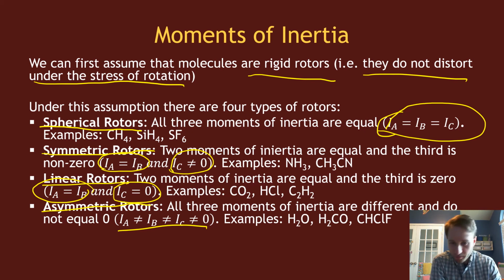There are a number of examples on the slide detailing those types of rotors. It has to do with the symmetry of the molecules. Spherical rotors are spherically symmetric. CH4, SiH4, SF6, these are all spherically symmetric molecules. Symmetric rotors have sometimes symmetry. NH3 has symmetry around 2 axes and not a 3rd. Linear rotors are just linear molecules: CO2, HCl, C2H2, those are all linear. And then asymmetric rotors are molecules with very low symmetry, things like water, and so on and so forth.